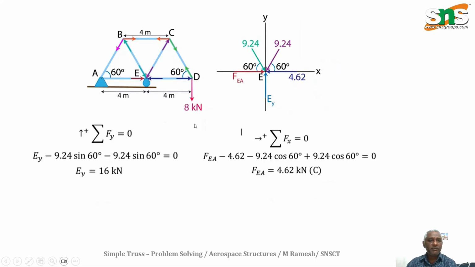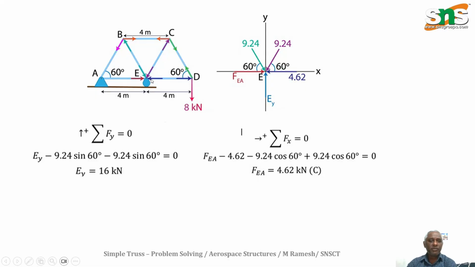And finally, we can move on to the joint E. If we take AB and AE, there are two unknown forces, and we cannot take it directly. Why? Because the unknown support reaction is not known yet. So we can take this one and this one.